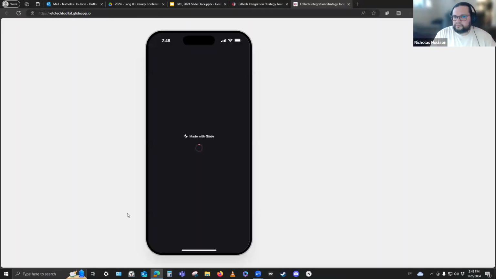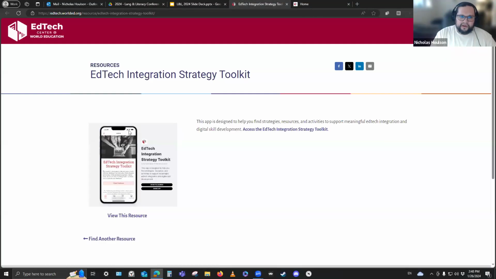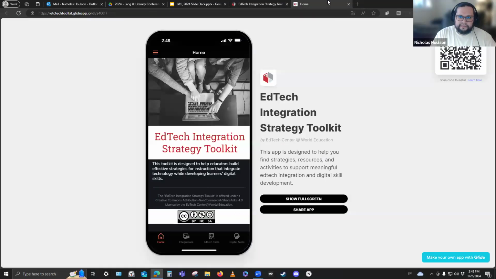I'm going to view this resource. This resource was made like a mobile app. It's really a website. You'll access it on the EdTech Center's website, but it'll pretend to be an app. I'm going to go full screen.